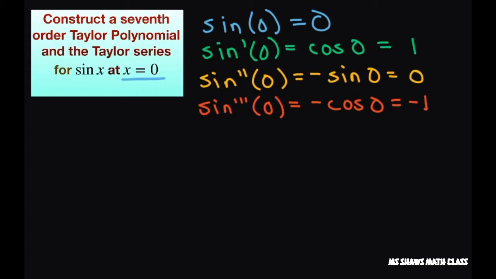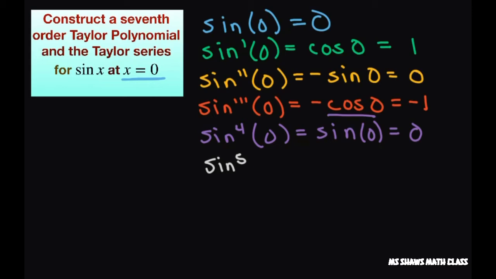And let's see if I can get a different color here. The fourth derivative of sine, you're just taking the derivative of the previous term. That's going to be sine of 0, and that equals 0. And then let's do the fifth derivative of sine at 0. Let's put little parentheses here. That's going to equal cosine of 0, which equals 1.